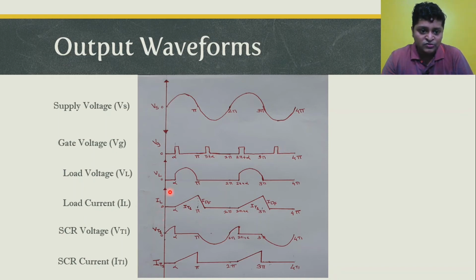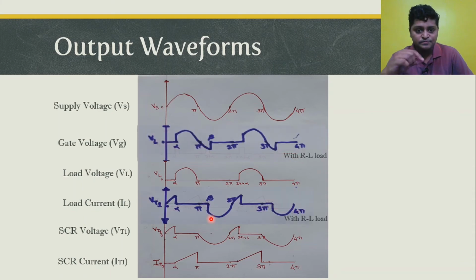So as we have discussed with the waveform, as we can observe for the load current, from alpha to pi, the load current will be carried by the thyristor T1, whereas from pi till the removal of all the inductive charges, the current will be carried by the freewheeling diode. So that's what we have discussed.